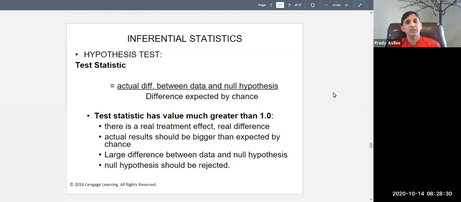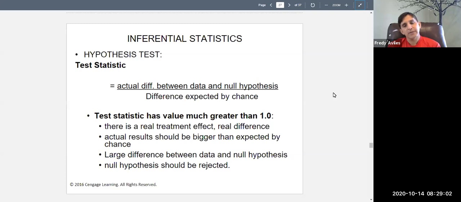So in other words, let's say you found a difference of, let's say, 3. The null hypothesis predicts 0, okay? The difference you expect by chance, let's say, is 1, right? 3 divided by 1 is 3. That number is much bigger than 1, right? So the test statistic is bigger than 1. That means there's a real difference there. You found something bigger than what is expected by chance. There's a real difference, okay? The actual results are bigger than expected by chance. There's a large difference between what the data suggests and the null hypothesis.